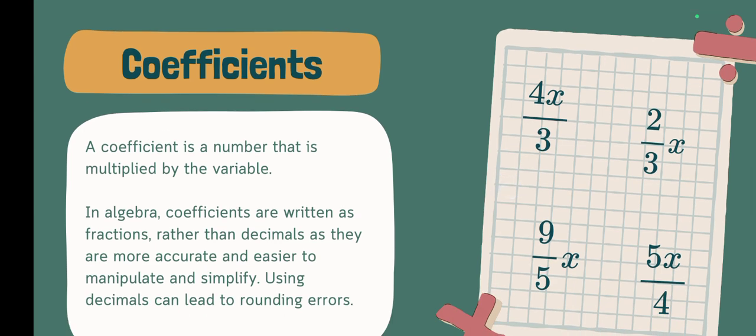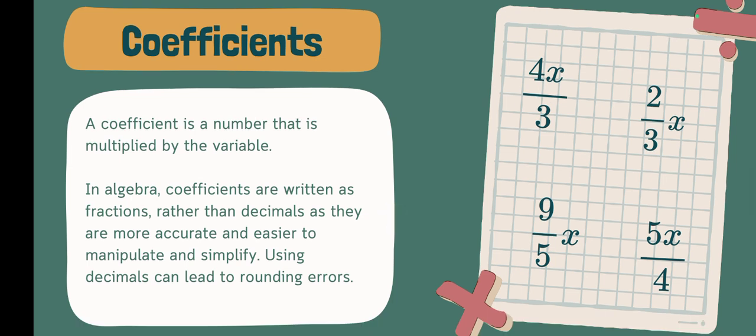As I have explained in my other videos regarding coefficient, variable, pronumerals and constant, you can go and see the detailed video made on this. But in this video I have repeated these terms because they are used repeatedly in all algebraic expressions. A coefficient is a number that is multiplied by the variable. In algebra, coefficients are written as fractions rather than decimals, as they are more accurate and easier to manipulate.